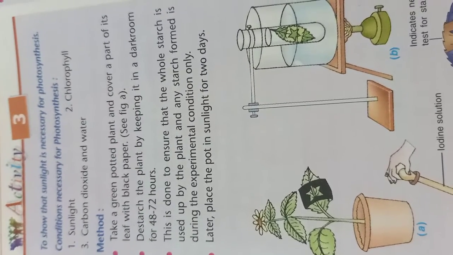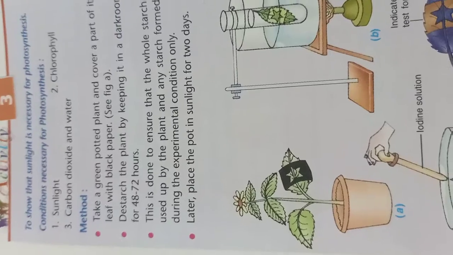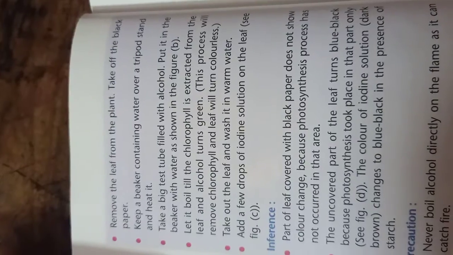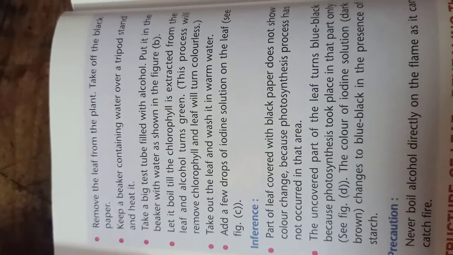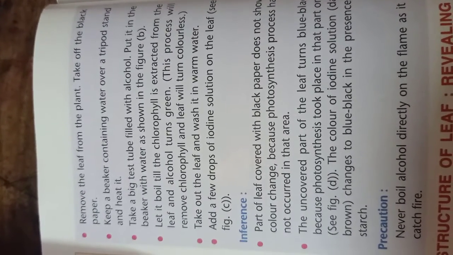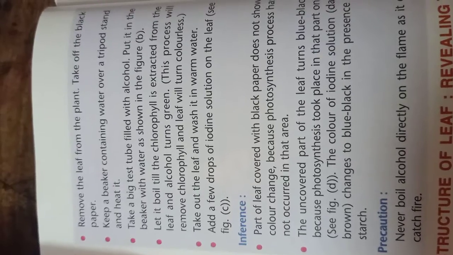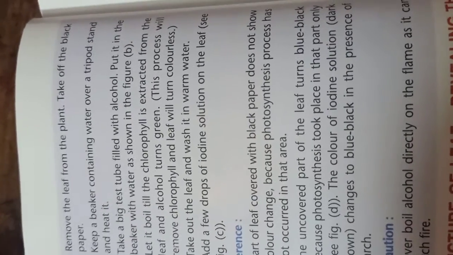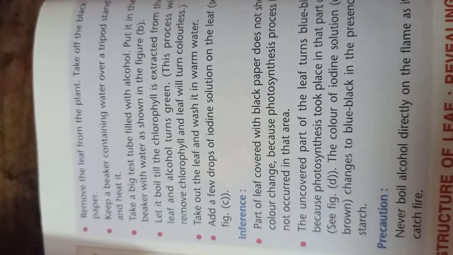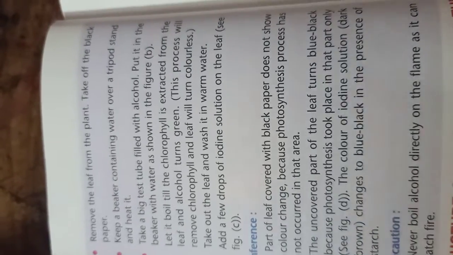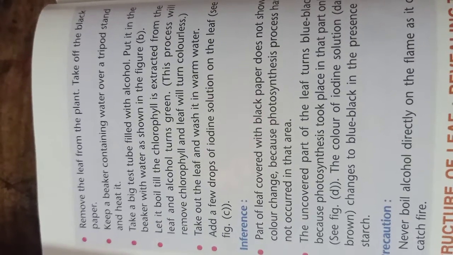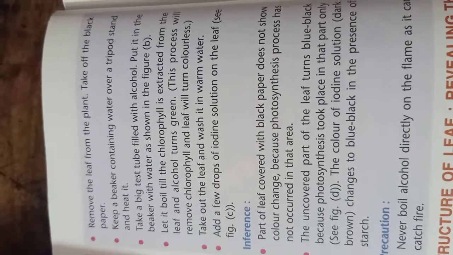Later, place the pot in sunlight for 2 days. After this you have to place that pot in the sunlight for at least 2 days. Then remove the leaf from the plant and take off the black paper. Keep a beaker containing water over a tripod stand and heat it. Then take a big test tube filled with alcohol, put the leaf in it, and place it in the beaker with water as shown in figure B.